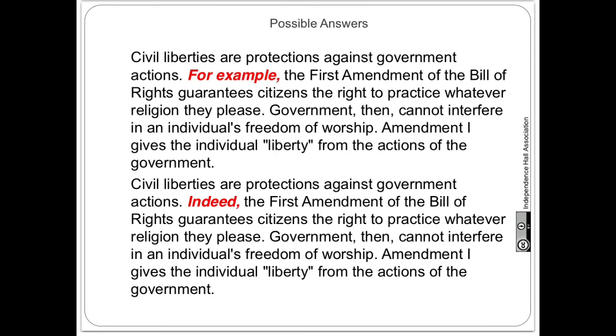A transition indicating an example follows can logically be added to the beginning of the second sentence because the second sentence offers an example of the first sentence to further develop the idea. The transition, for instance, is also an appropriate possible answer. Pause the video to review these revisions. When you are finished, restart the video.